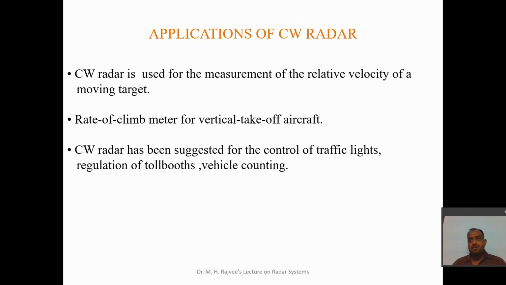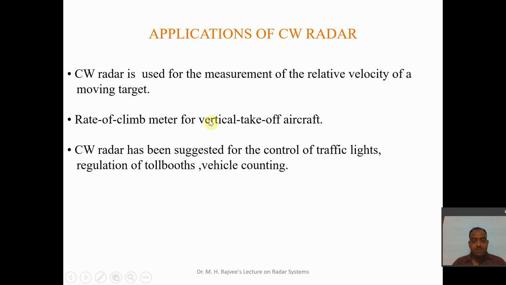CW radar's main application is measuring the velocity of a target. The inability of CW radar is that it cannot measure the range, that is the distance between the target and the radar station. That it cannot do. What it can do is measure the velocity of the target very accurately. Let us read this point. CW radar is used for the measurement of the relative velocity of a moving target.